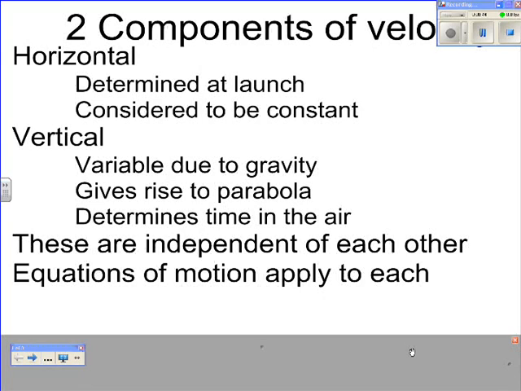Those two quantities are independent of each other. They do not affect each other, but the laws of motion apply to each. We are not going to learn any new equations right now. We're going to take the same equations and apply them, the same thing that we've been doing. It's just that now we're going to do it in two dimensions instead of one. So the equations of motion apply to each one. They are independent.